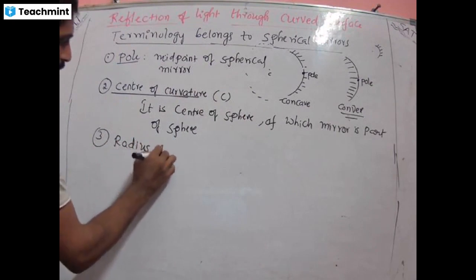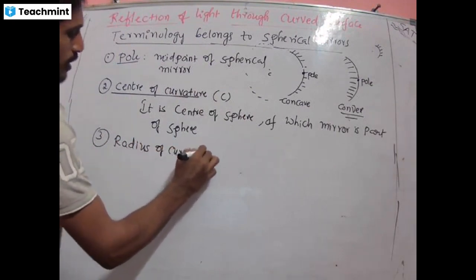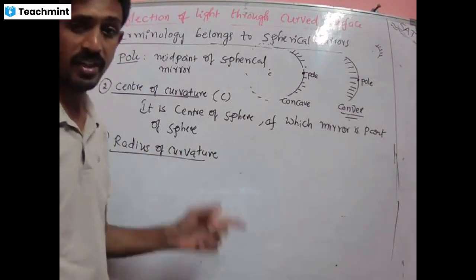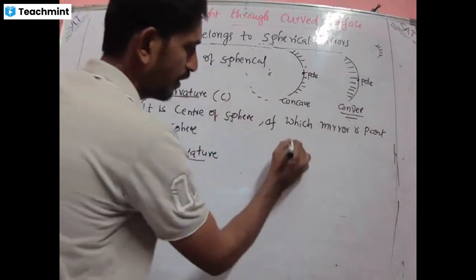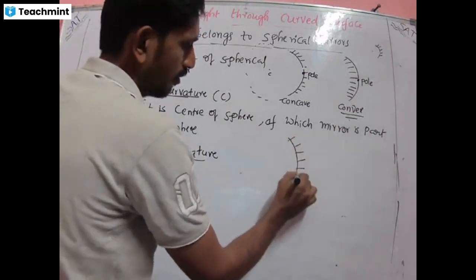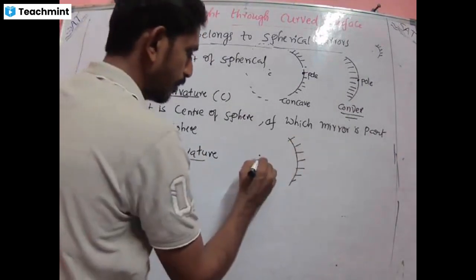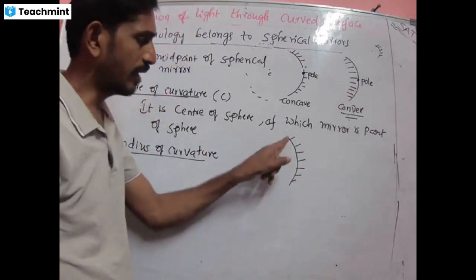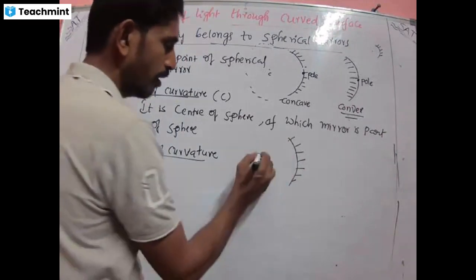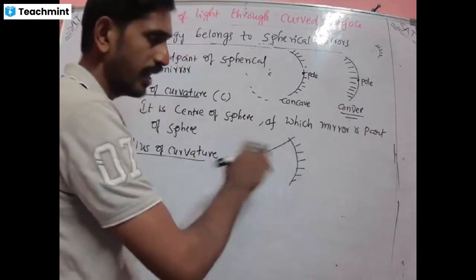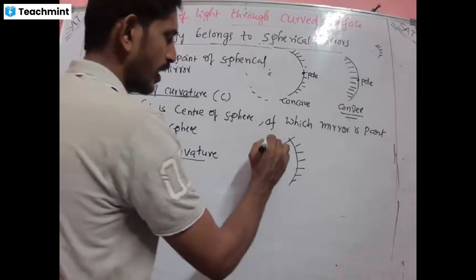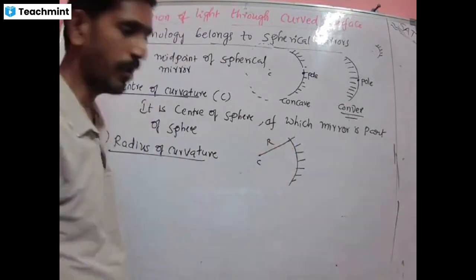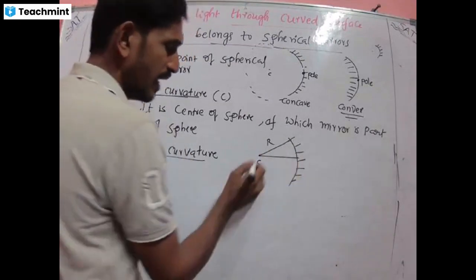What is the radius of curvature? It is the radius of the sphere of which the mirror is a part. For example, if you take this concave mirror with its center point here, the distance between the center of curvature and any point on the mirror is the radius. If you draw a line from the center to any point on the mirror, that is the radius of curvature. This is also a radius of curvature.